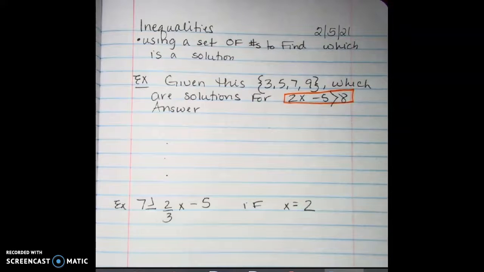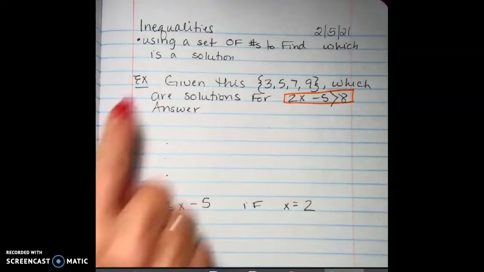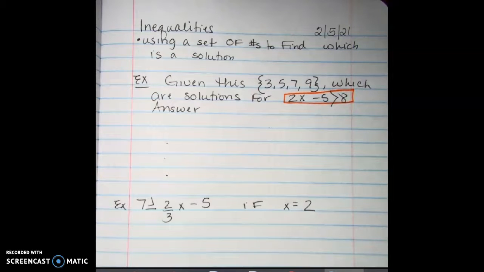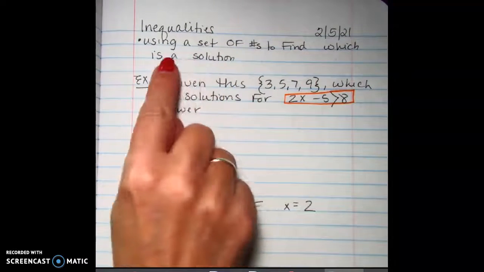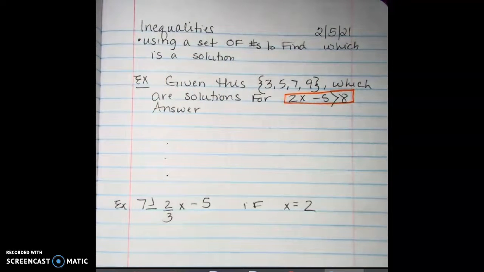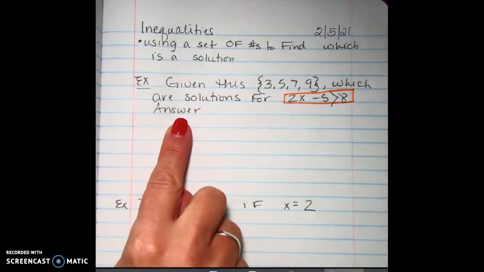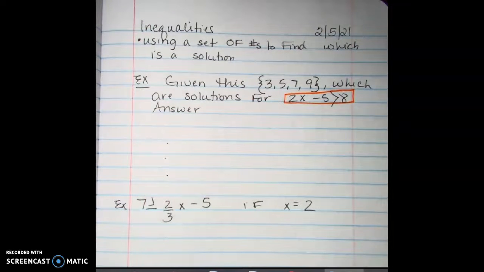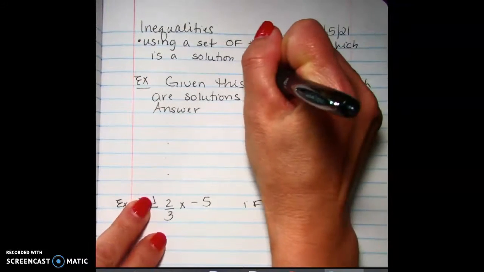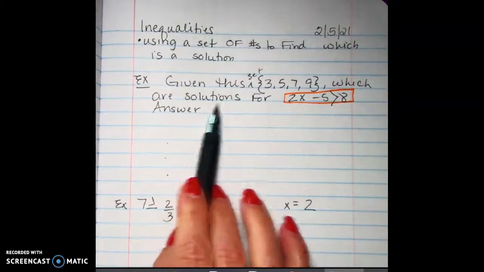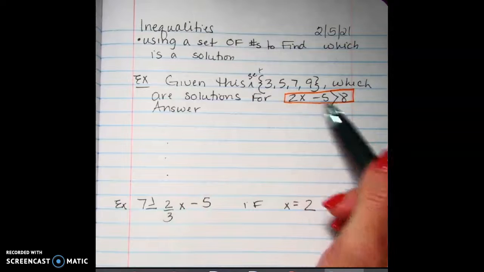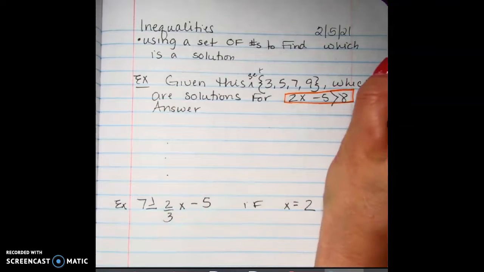So today's lesson is a bit of a review of yesterday's, but we expanded a little bit further. We're still working with these inequalities, but today, instead of using x equals one certain amount, we're going to be using a set of numbers to find which is a solution. So here is our example. Given this, oops, I forgot to write the word set, because this is a set: 3, 5, 7, and 9, which are solutions for 2x minus 5 is greater than 8.